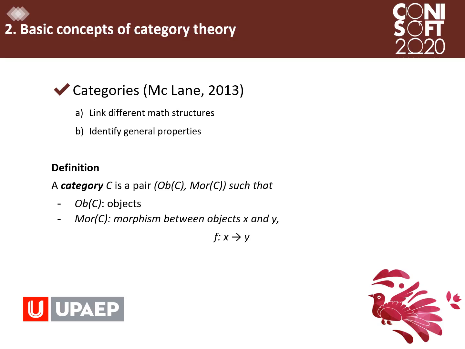To explain our results, we need to introduce the basic concepts of category. First, what is a category? As we mentioned before, categories link mathematical structures by identifying similar properties among mathematical objects. So, formally, a category is a pair composed of a class of objects and a class of morphisms. Whereas objects can be anything, a morphism is a link between two objects, x and y, where x is the domain object and y is the range object.